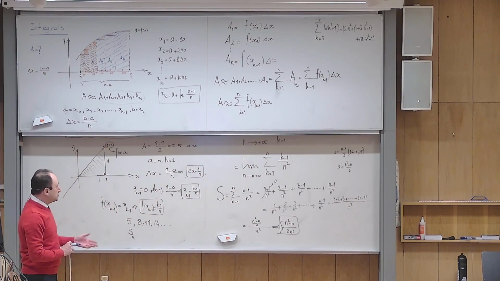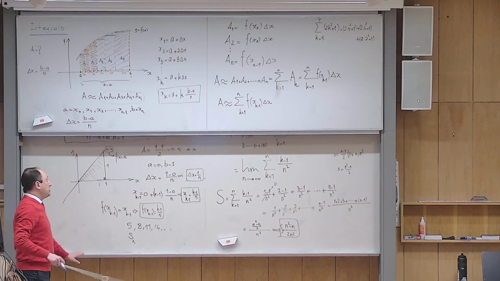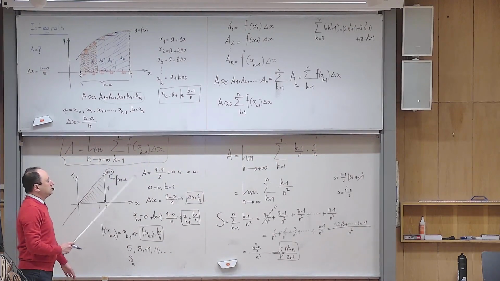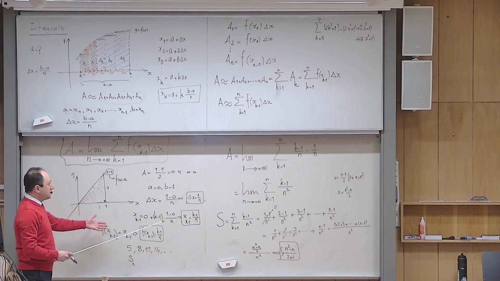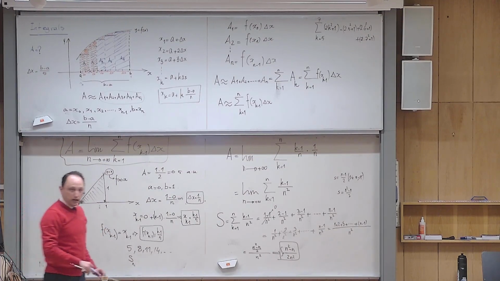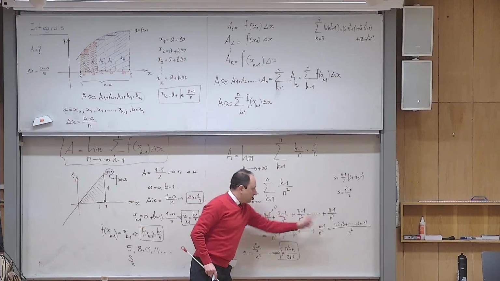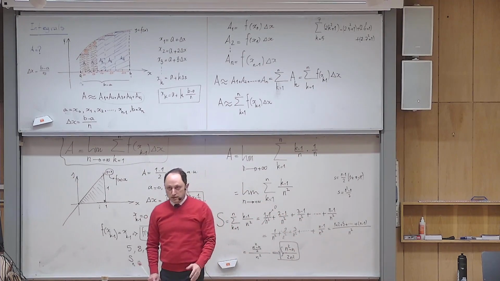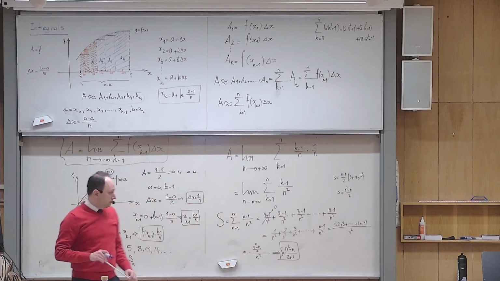I want you to understand, if someone asks you why calculating the area using this approach is hard, of course it is lengthy, but that is not the main obstacle. The main obstacle is that if this function is a little bit complicated, calculating this series is more or less impossible. Okay?